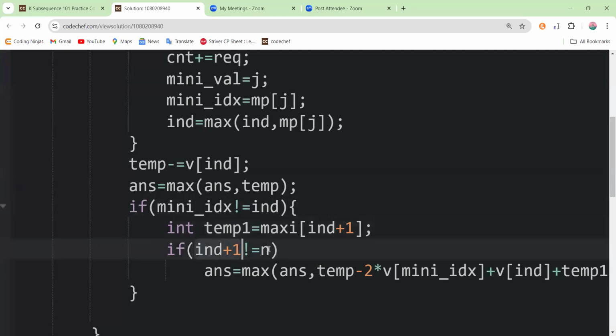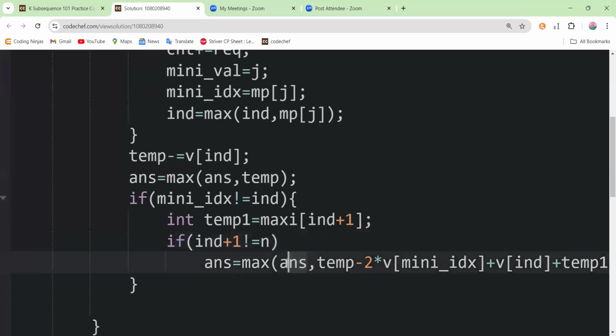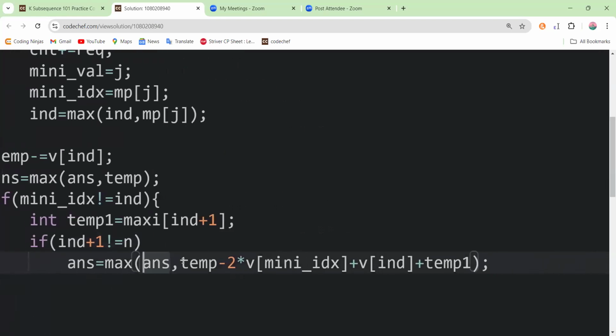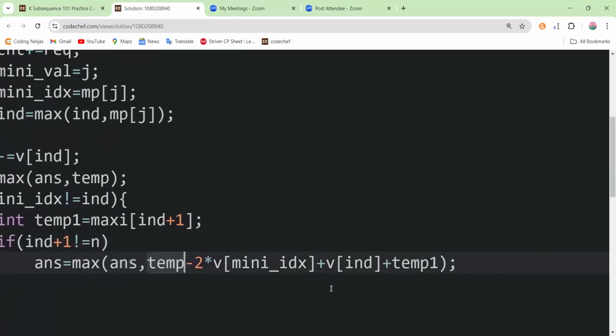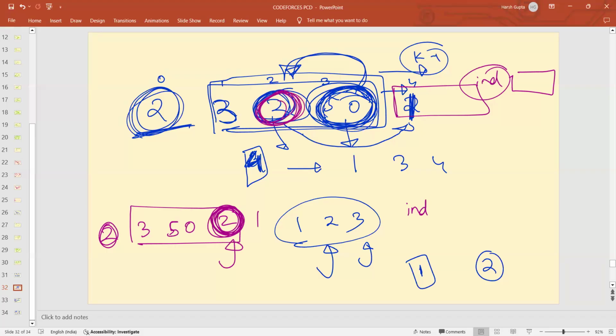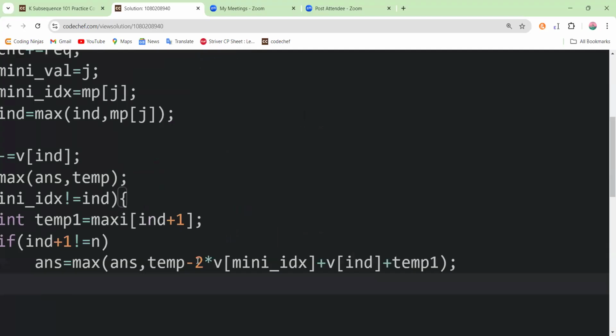Now if IND plus 1 is not equal to n, as someone had a doubt about what if we don't have an element towards the right, only if we have an element towards the right, that is index plus 1 is not equal to n, take answer as max of answer comma the sum temp you got till now. From that, remove the contribution of this minimum element 2. How many times will it be removed? 2 times because it is the middle element. So remove its contribution, 2 into v of mini index. You can also write 2 into mini val or 2 into mini index, both are the same.